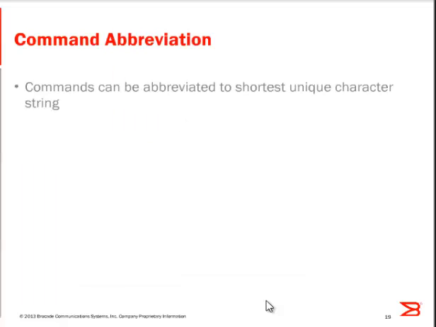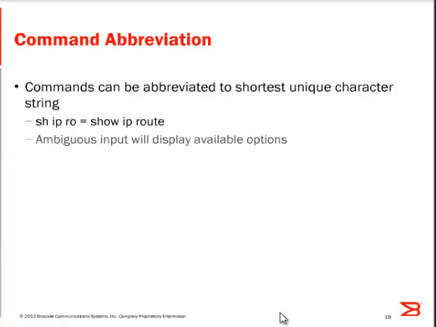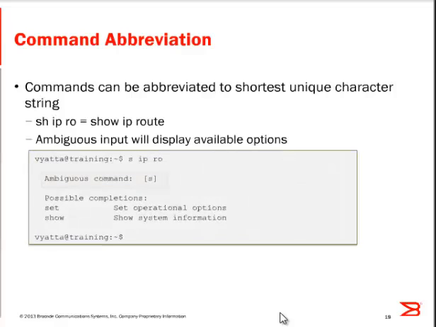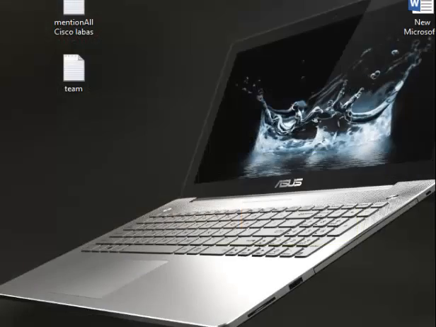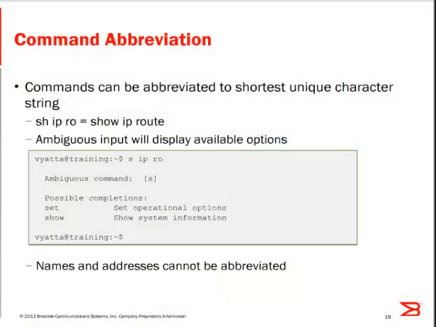If you don't particularly like to type, you can abbreviate commands. As long as the character string uniquely identifies a command, you don't have to type out the full words. If you enter a string that the system can't associate with a single command, the parser will tell you where the problem is and display the available options that match the string you entered. Note that only command keywords can be abbreviated. Names, such as list names, cannot, nor can you abbreviate addresses.